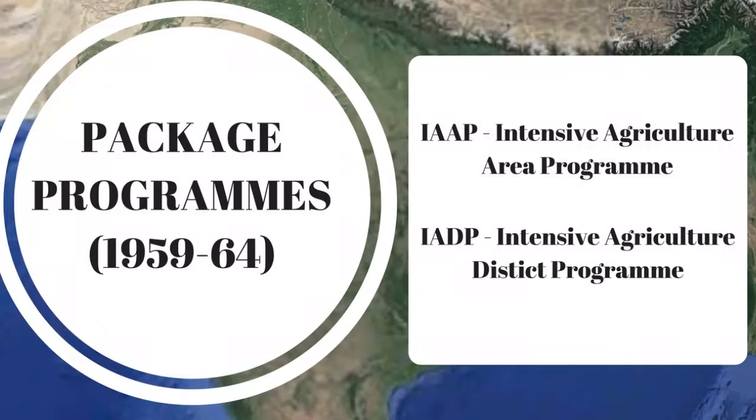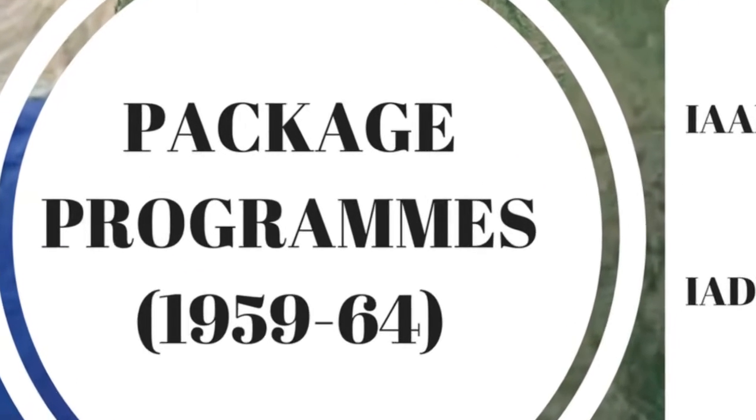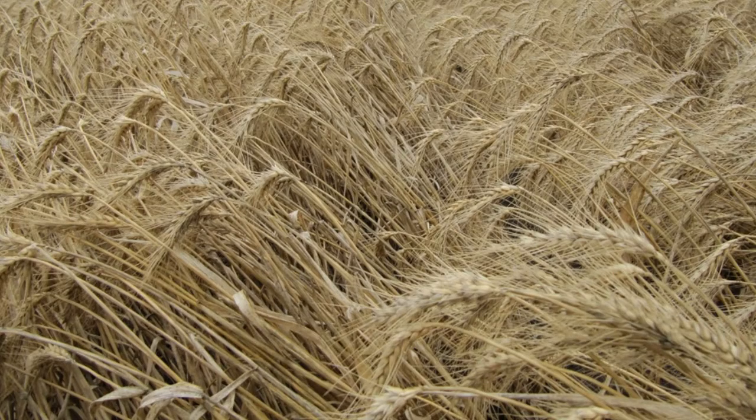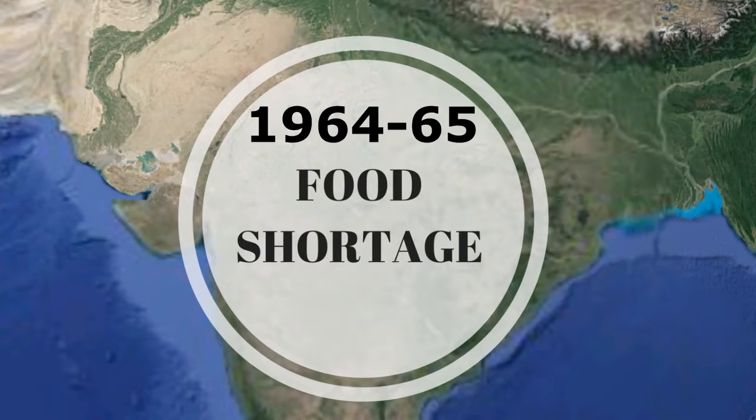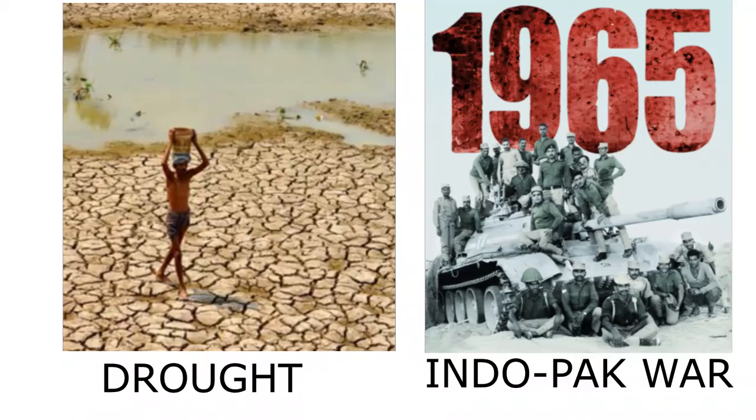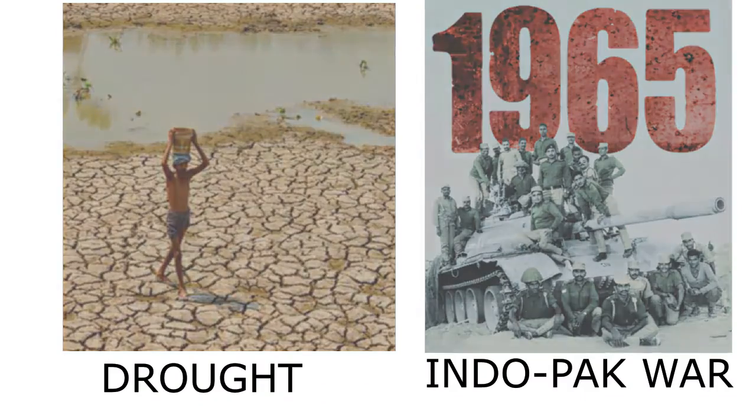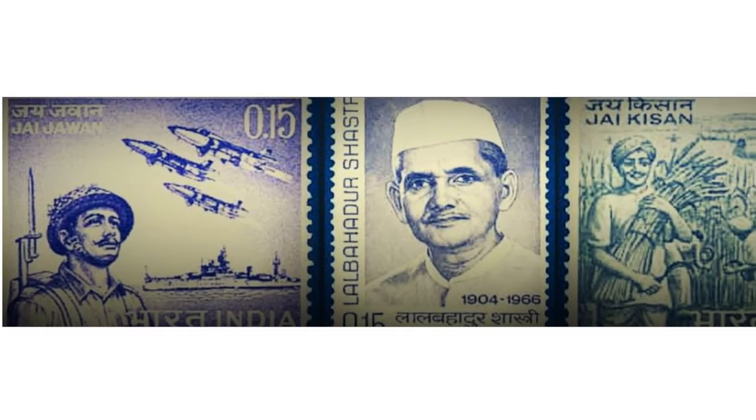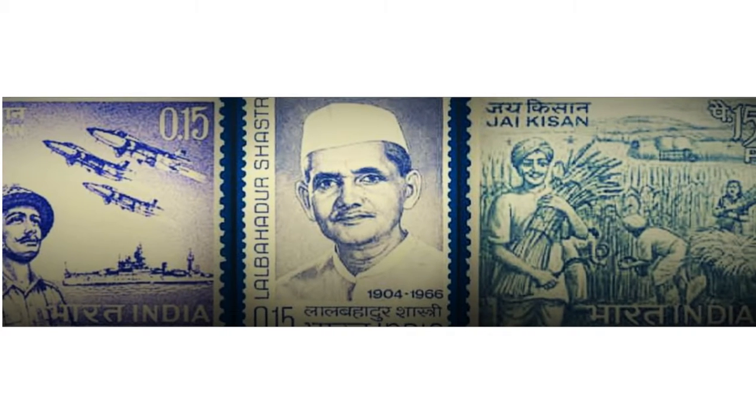Thus, the Government of India launched two package programs, IAAP and IADP. Packages of practices and inputs were given to farmers, but these were not successful as Indian varieties were not up to mark. Now during 1964-65, India was facing acute food shortage due to various reasons. To tackle this problem, the then Prime Minister Mr. Lal Bahadur Shastri pressed for the Green Revolution.